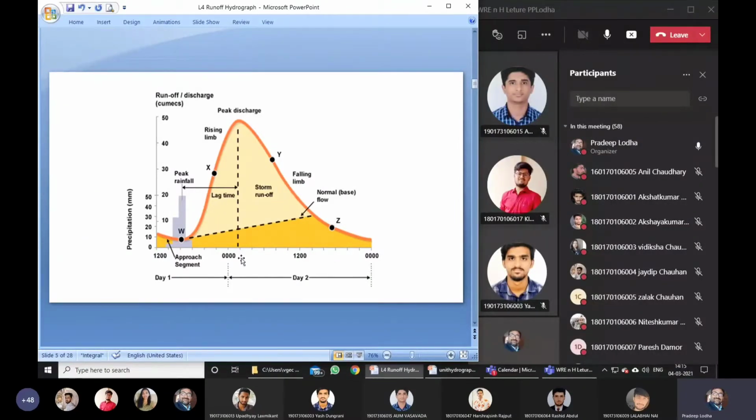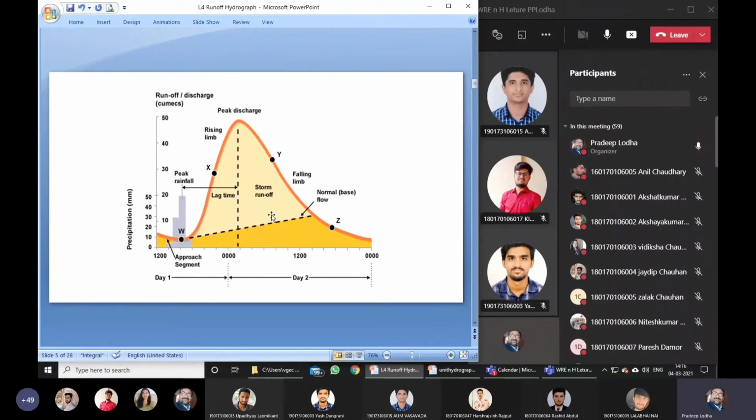First, let's divide this graph into two parts. One is this gray part, and the second has this orange solid line. It represents the hydrograph line. Below this is the shaded area, of which one part is light yellow and the second is dark yellow. This represents two types of water. One is the storm runoff and the second, this one, is the base flow. Base flow is nothing but groundwater flow into the channel.